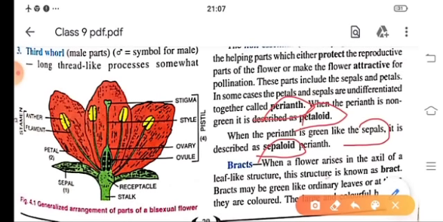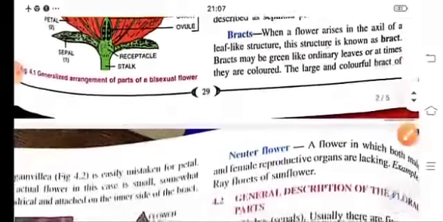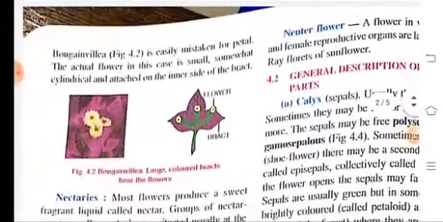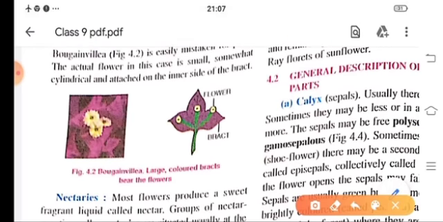Now bracts. Now these bracts, when a flower arises in the axil of the leaf-like structures, these leaf-like structures are known as bracts. The bracts may be green in color or they may be colored, like in Bougainvillea. The pink flowers of Bougainvillea, they are not the petals, but they are actually the bracts. Okay, now see here, this is the Bougainvillea flower. So these pink color petal-like structures are the bracts.